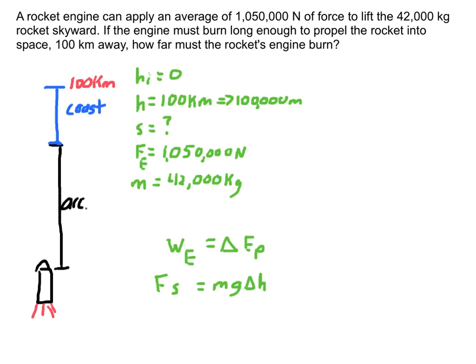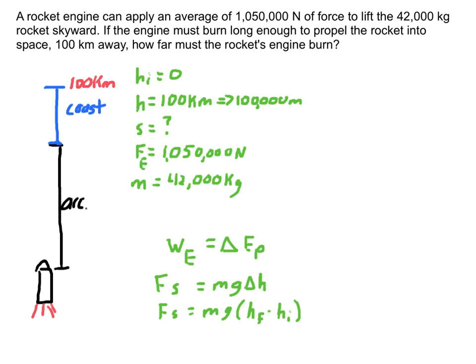So now, whenever I'm looking at this, I know everything. I do need to go ahead, I guess, in the next line and actually make this mg times delta h, where delta h is going to be the final height minus the initial height. And I know what the final height and the initial height is. The initial height is 0. We're starting at ground level. And the final height is I need to get up to 100 kilometers or 100,000 meters here. And the displacement, how far the rocket's engines have to burn, that's the distance that the work is being done over, is what I'm looking for.